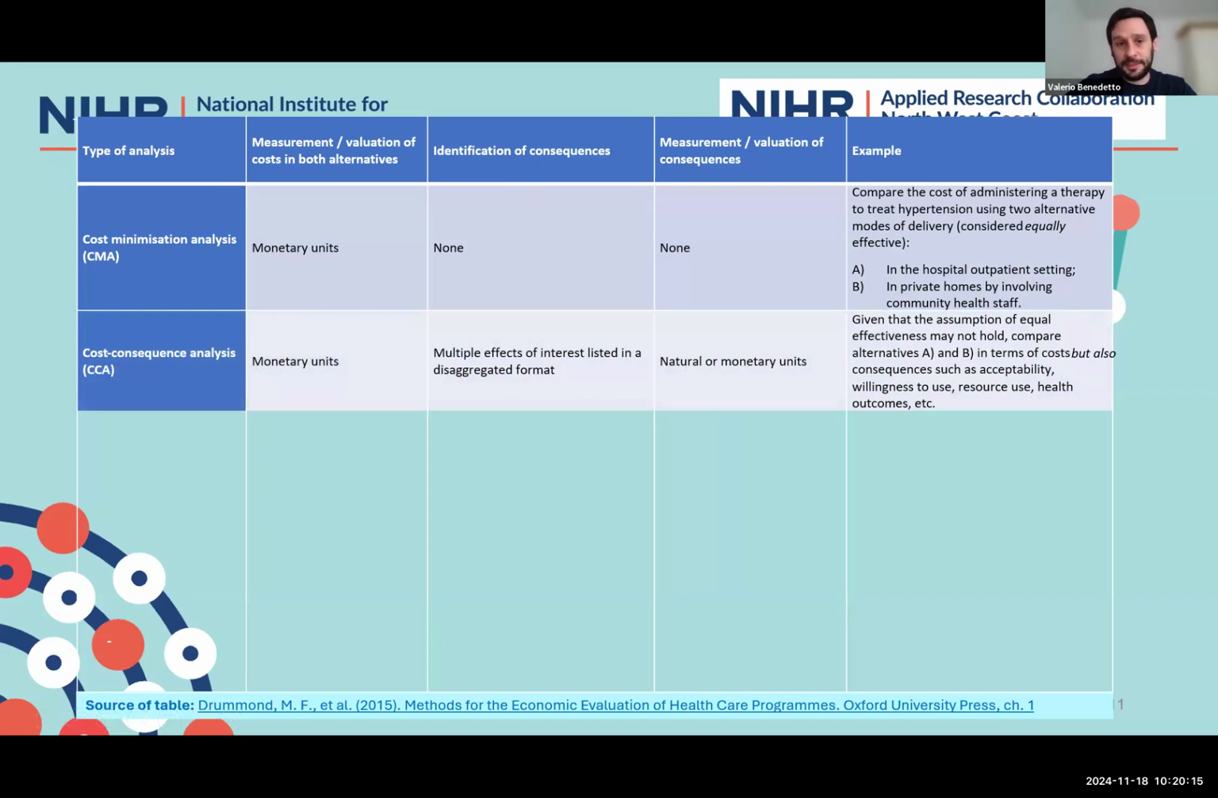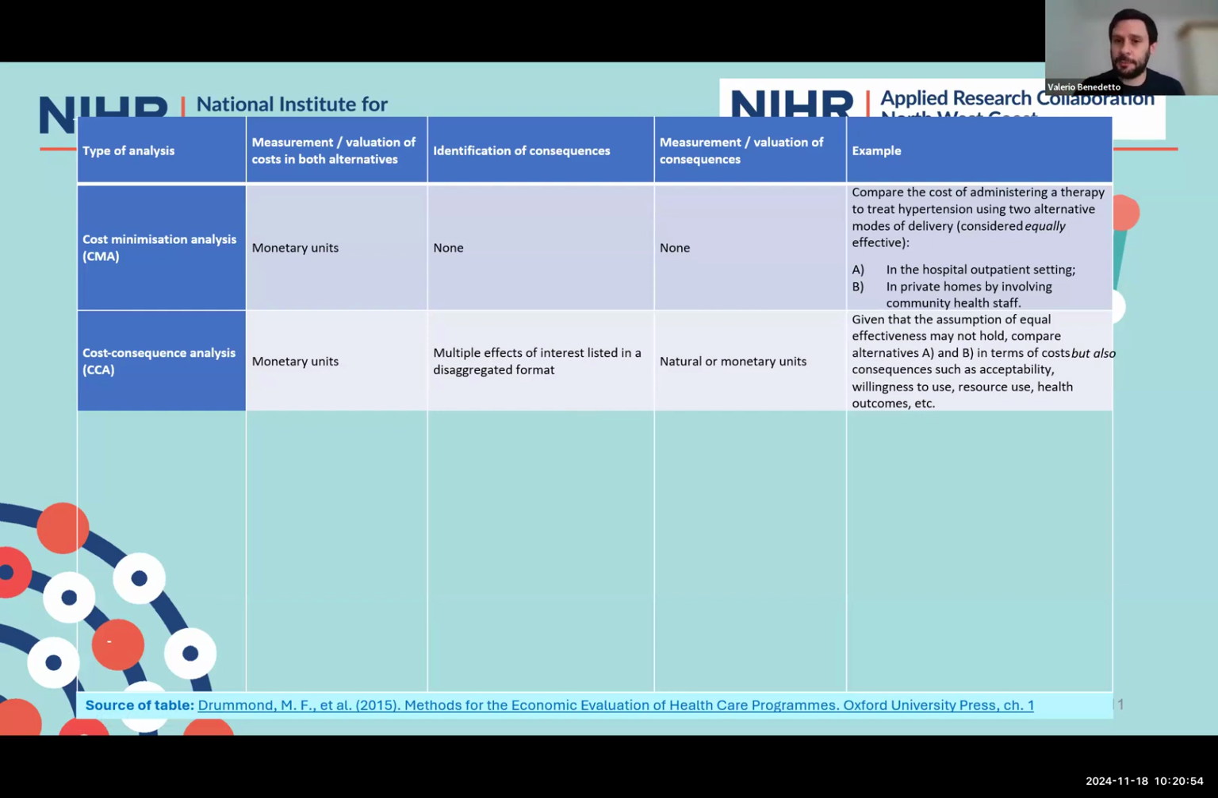Cost consequence analysis. Here we are really starting to consider the consequences, the outcomes a bit more. In particular, we are considering the outcomes in a disaggregated format. And let's have a look at the example and let's understand what we mean with the disaggregated format. So given that the assumption of equal effectiveness might not hold, we compare alternatives A and B in terms of cost, but also consequences. So things like acceptability, willingness to use, resource use, health outcomes. So all these outcomes are listed separately and we consider them separately.